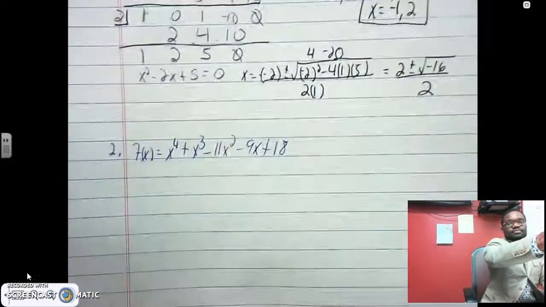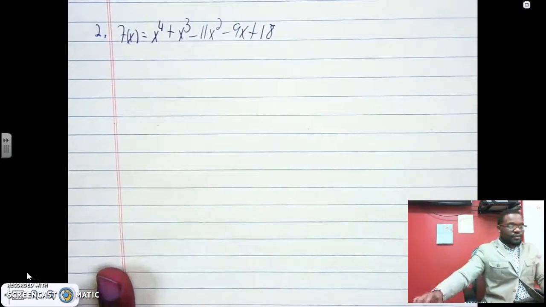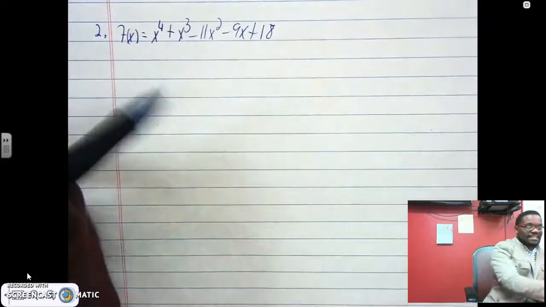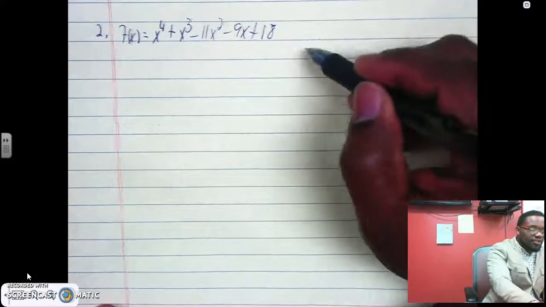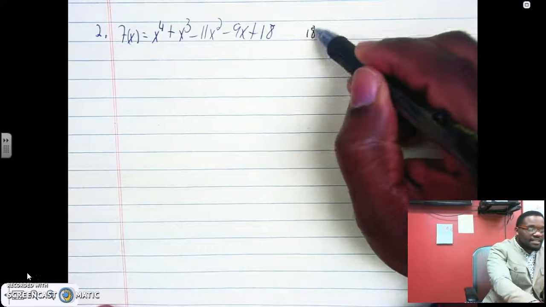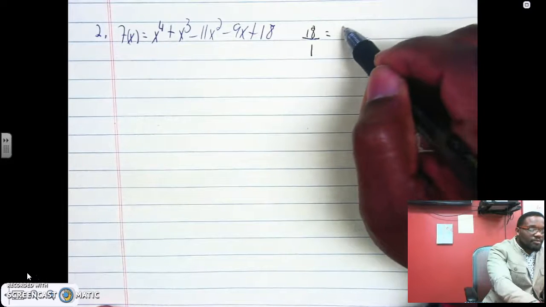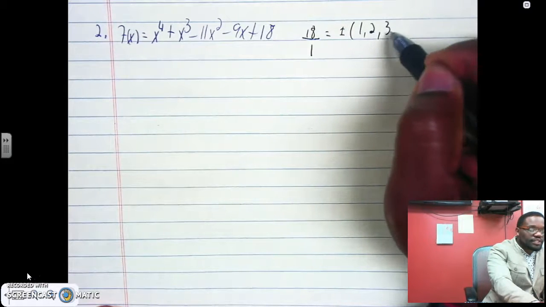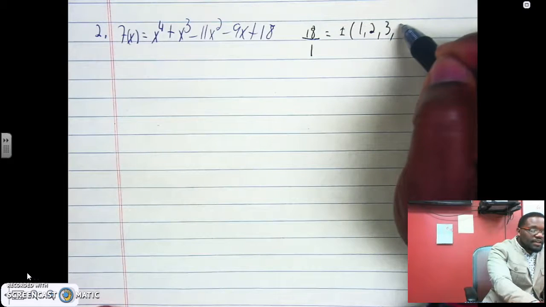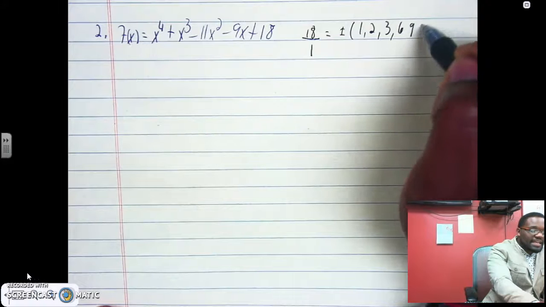Number 2. Number 2, same idea. I need to find all the rational zeros. I don't have any to go off of. And so my P is 18, my Q is 1. And so the factors of 18 are plus and minus 1, 2, 3, 6 and 9 and 18.